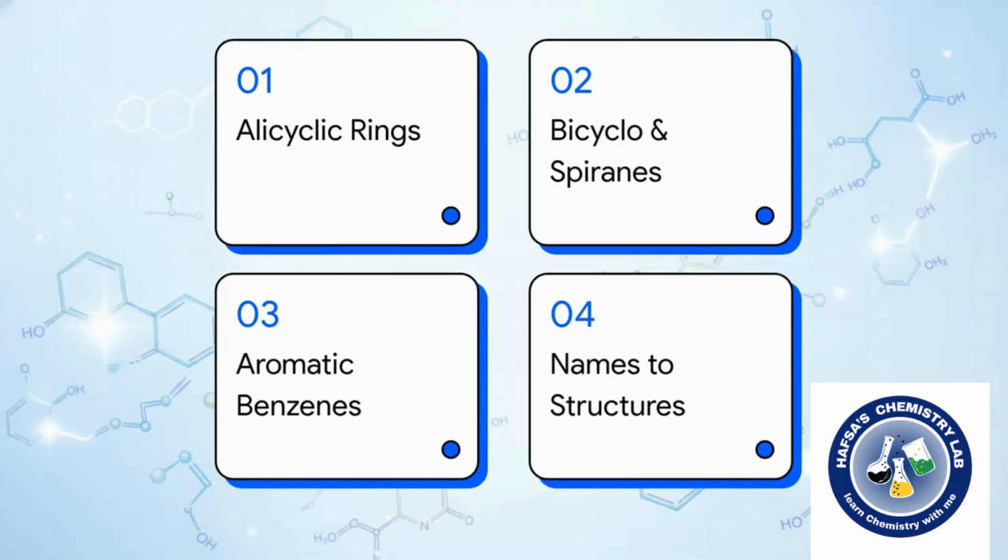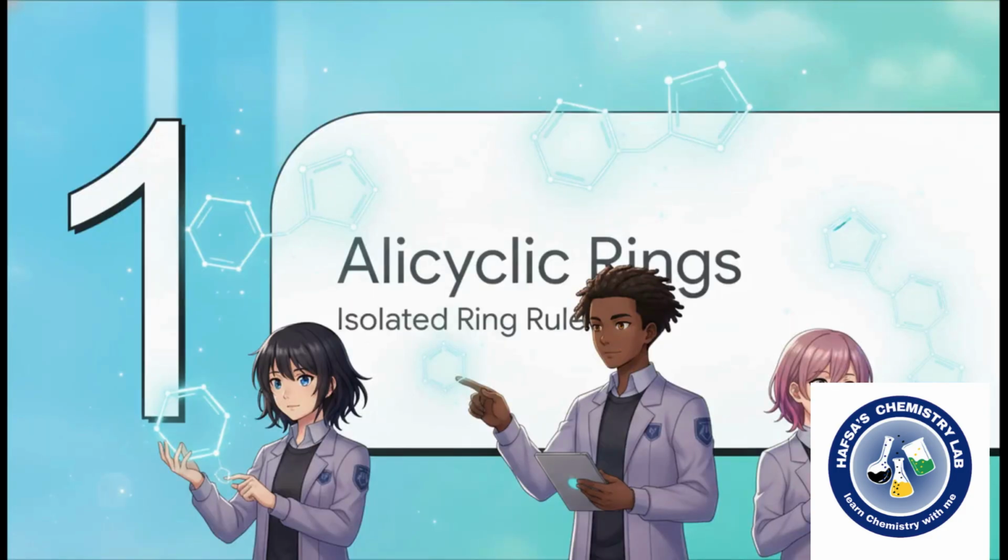Okay, let's dive into this. Here is the mental roadmap we'll use to logically conquer these rules. First, we're going to tackle alicyclic ring compounds. Second, bicyclos and spiranes. Third, aromatic benzenes. And finally, translating names to structures. Section 1. Naming alicyclic ring compounds.